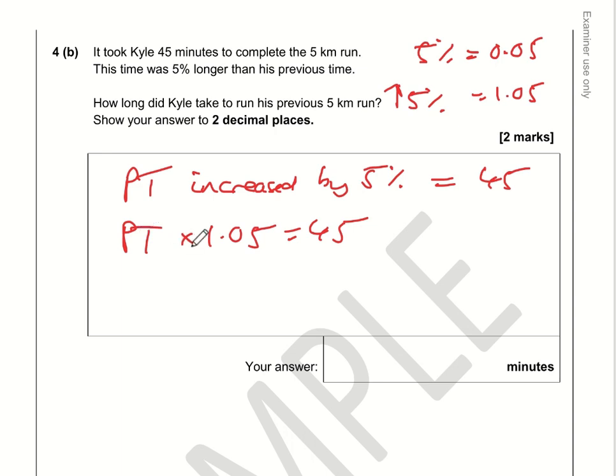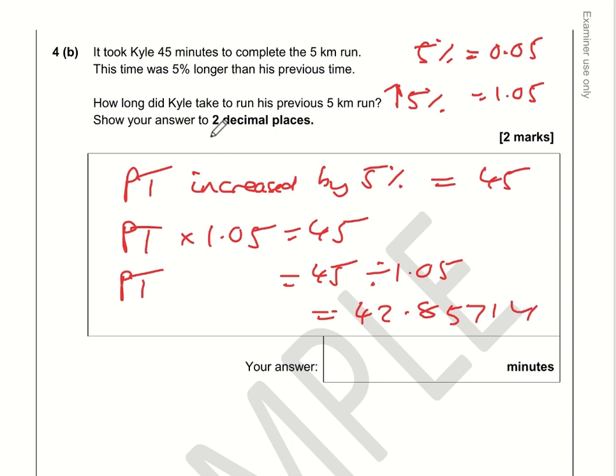So his previous time was multiplied by 1.05 to give us this new value of 45, so his previous time would be 45 divided by 1.05, and that comes to 42.85714. We only want 2 decimal places, so we're interested in the value of the 3rd decimal place. It's greater than 5, so that will round up to 42.86 minutes.